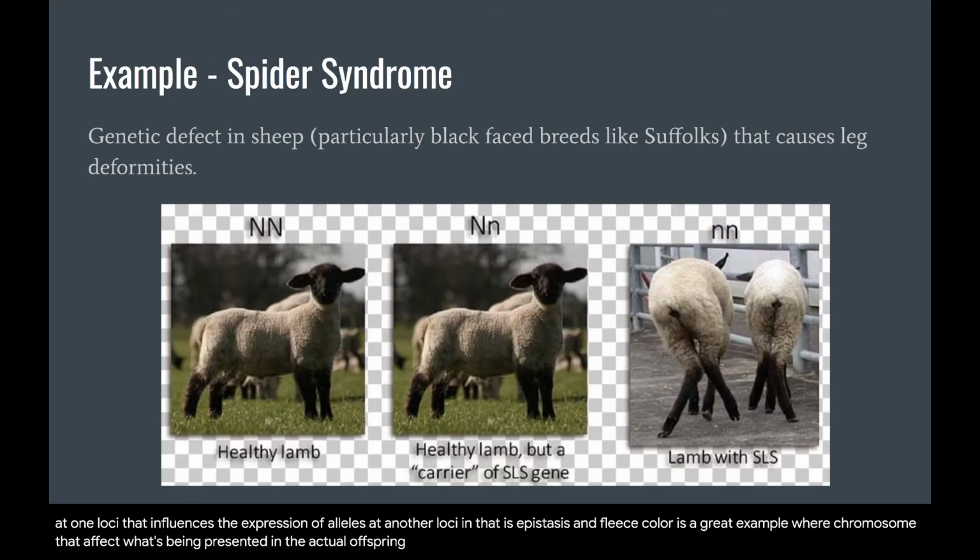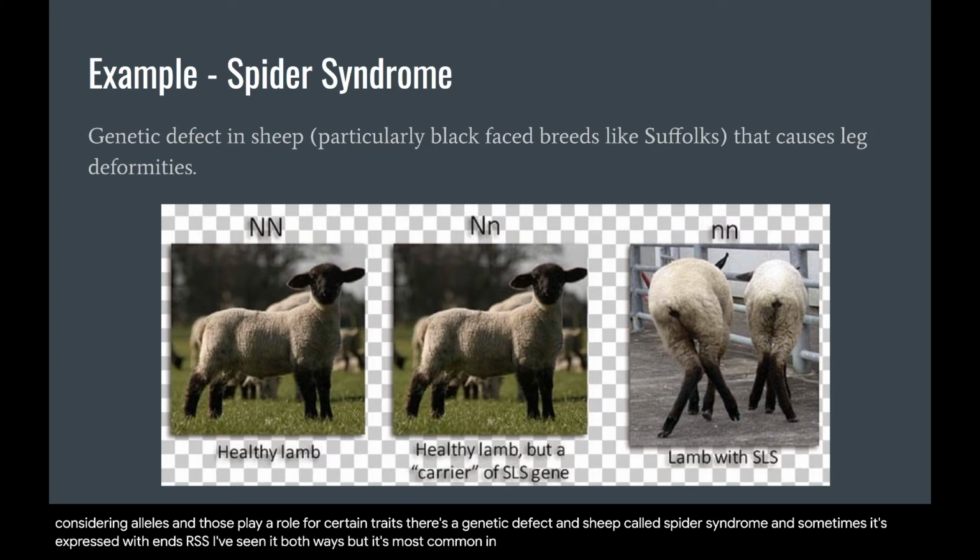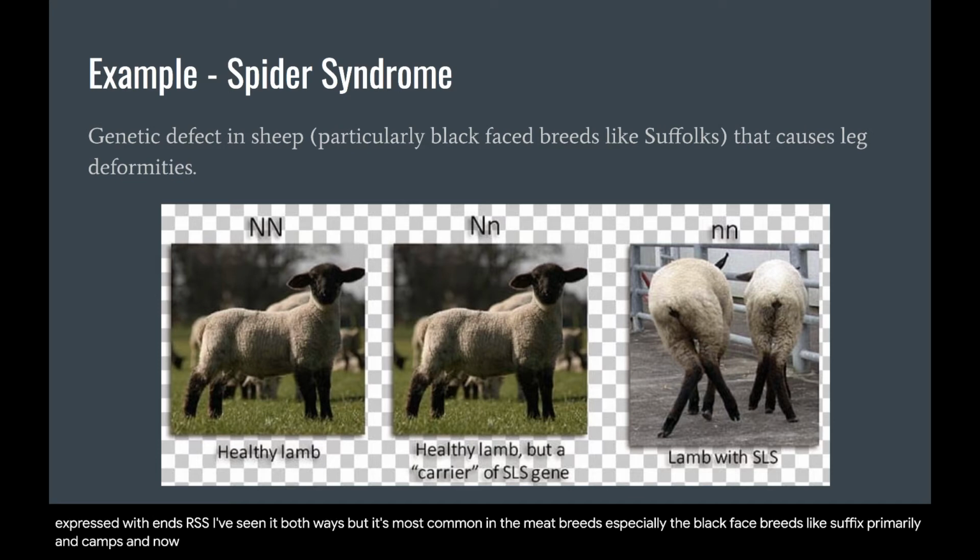And so I have a couple of examples that are important in the sheep industry, just as we're considering understanding how alleles play a role for certain traits. There's a genetic defect in sheep called spider syndrome, and sometimes it's expressed with N's or S's. I've seen it both ways, but it's most common in the meat breeds, especially the blackface breeds like Suffolks primarily, and Hamps, and now it can potentially show up in some of the other breeds.